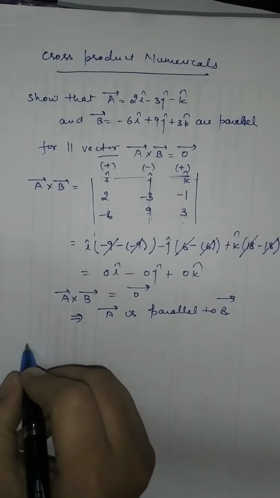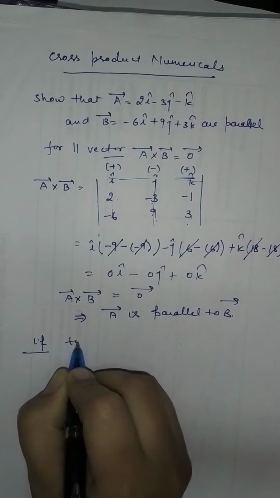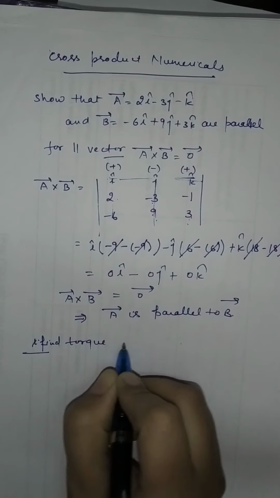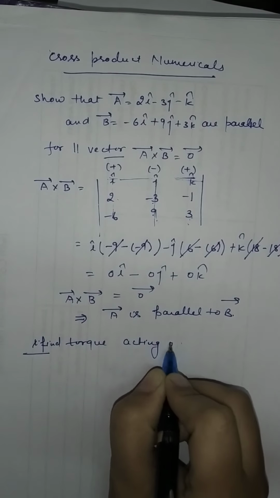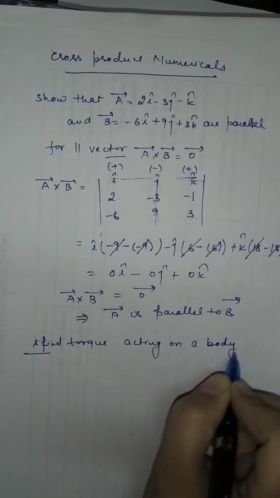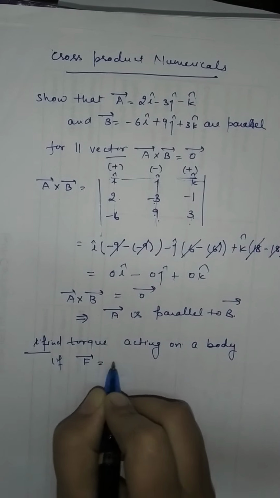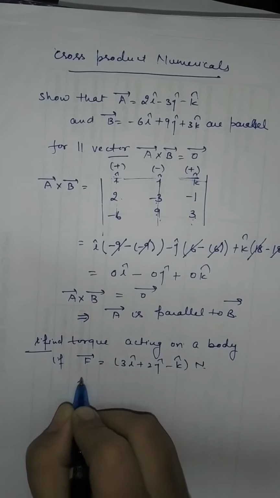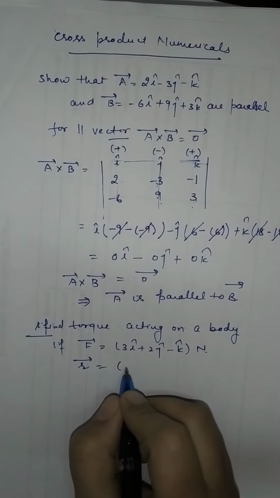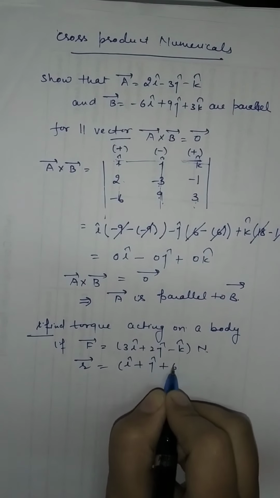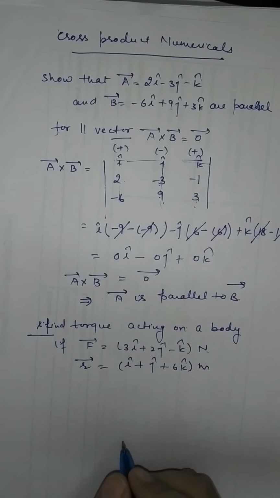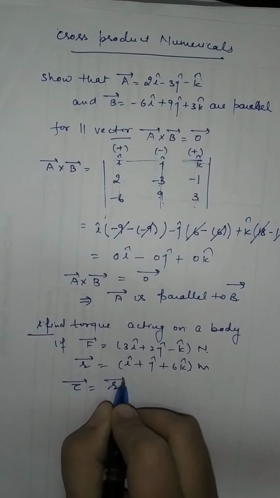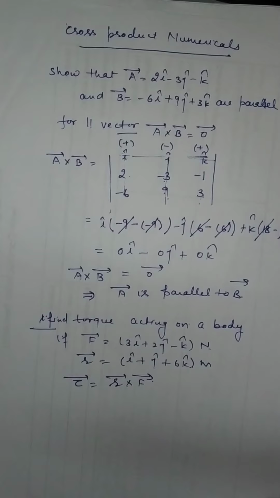find the torque acting on a body if force is 3i cap plus 2j cap minus k cap Newton, and the displacement, or you can say radius vector, is i cap plus j cap plus 6k cap, in meters. You have to find the torque. Already I have given you that torque is the cross product of r and F.